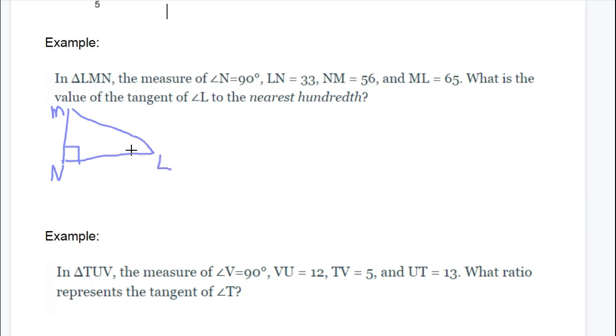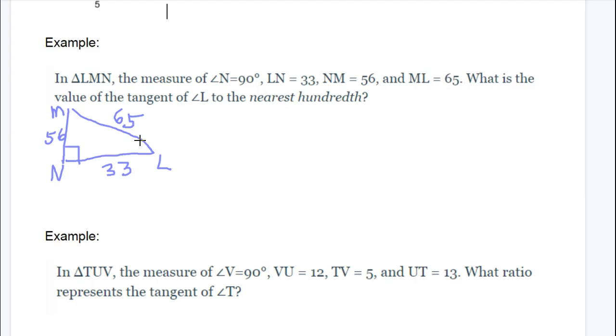Now let's fill in the other things we know. LN is 33, so this is 33. NM is 56. This is 56. I could find ML using the Pythagorean theorem, but here it is, 65. They gave it to us. We don't have to do the hard work.